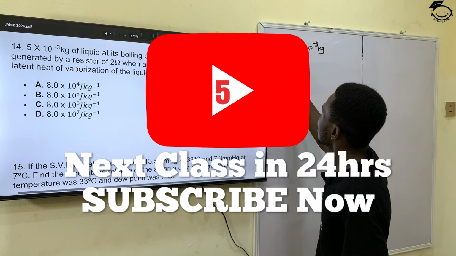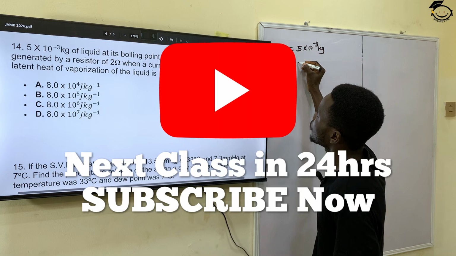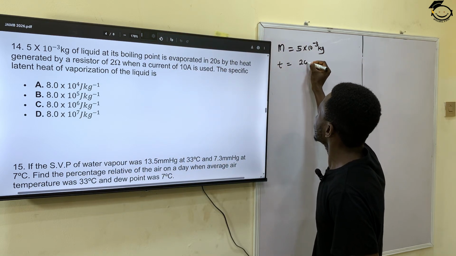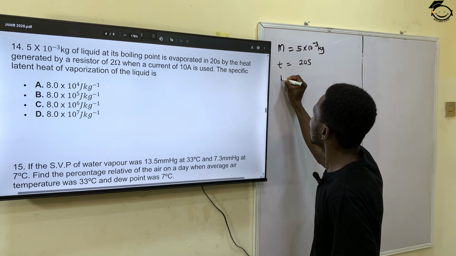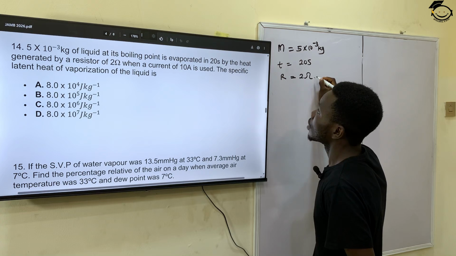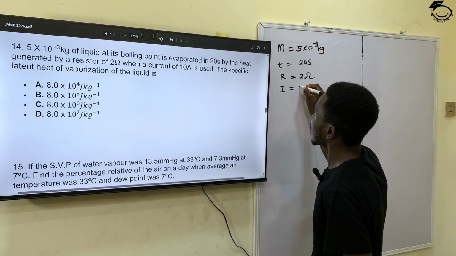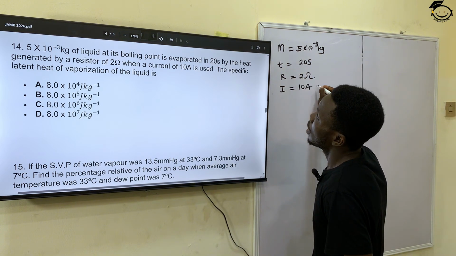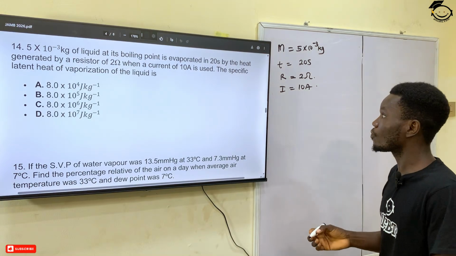And we are given the time that they use for this particular resistor as 20 seconds. And then we're given the resistance of the resistor as 2 ohms. And we're given the current used by this resistor as 10 amperes. We're asked to find the specific latent heat of vaporization of this liquid.